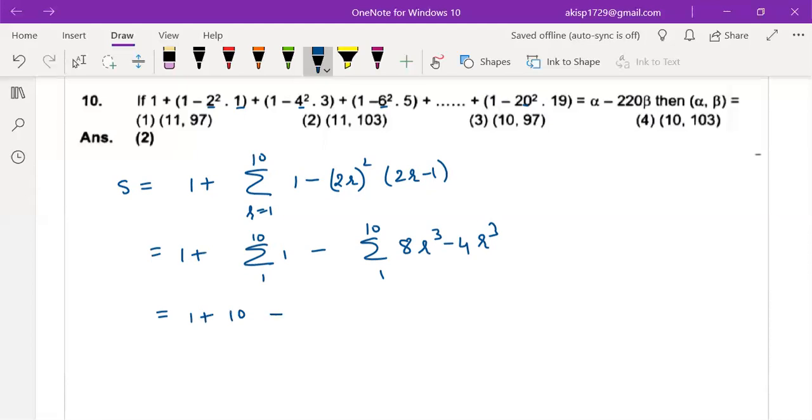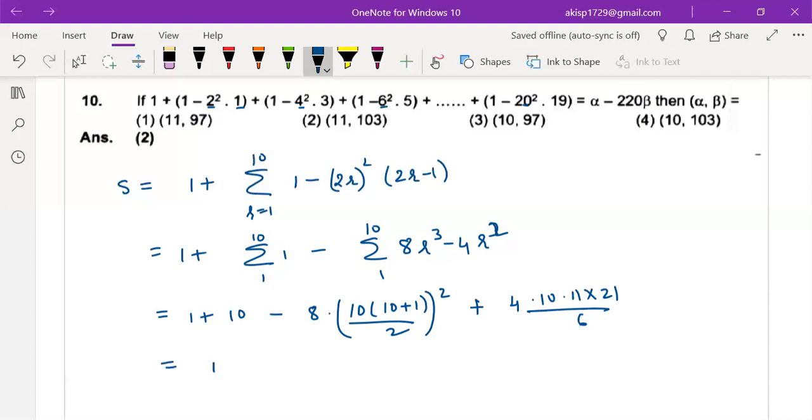This is n into (n plus 1) by 2 whole square. That's the summation formula. This was r square, so minus the summation of this is 4 into... and this is minus, so minus makes it plus 4 into 10 into 11 into 21 by 6. So this is the value. If we simplify this, it comes out as 11 minus, I'm going to have this expression simplified.